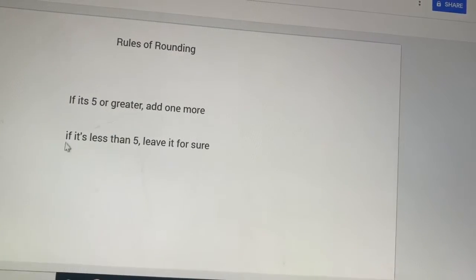Hello guys, today we'll learn rounding. So here are the rules. You just need to remember the rules that if it's 5 or greater, add one more to the previous digit, and if it's less than 5, leave it for sure.